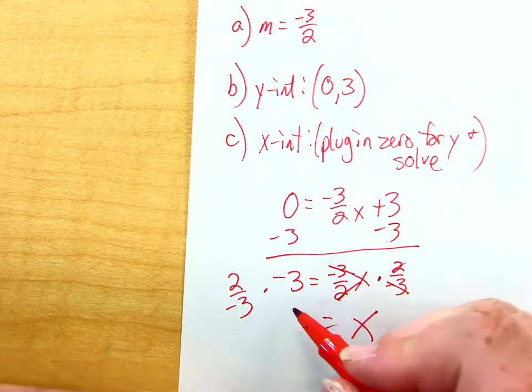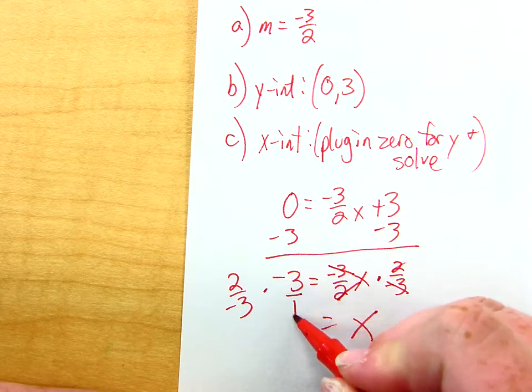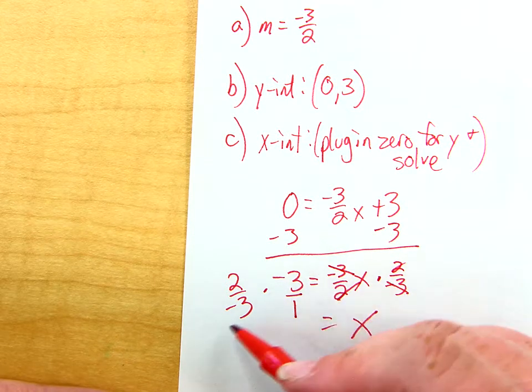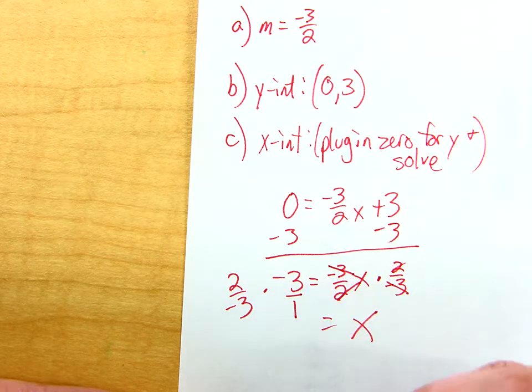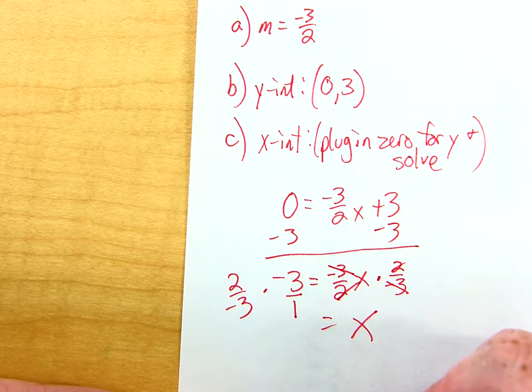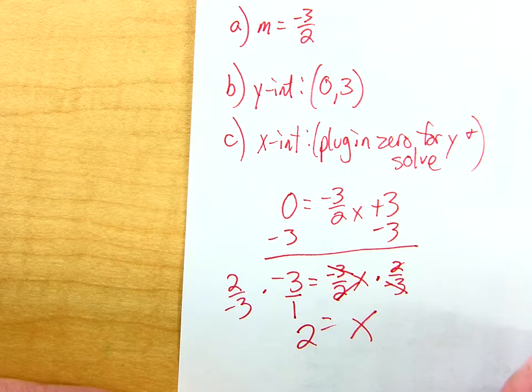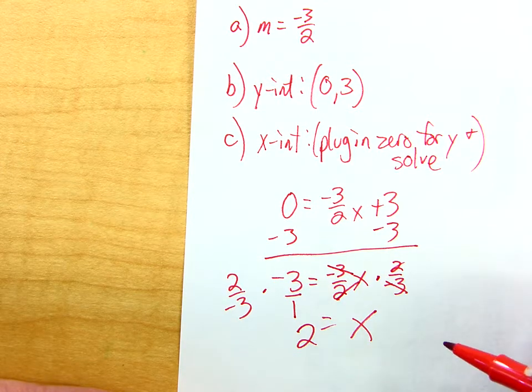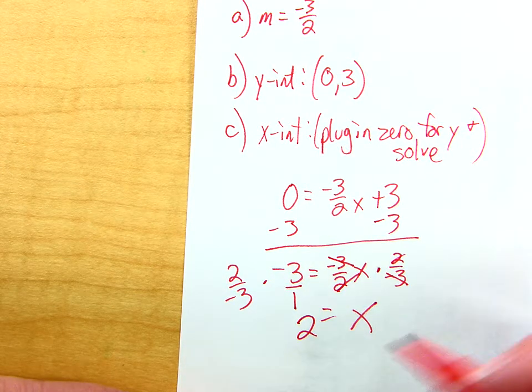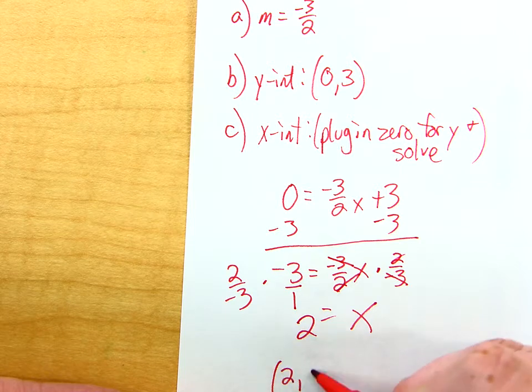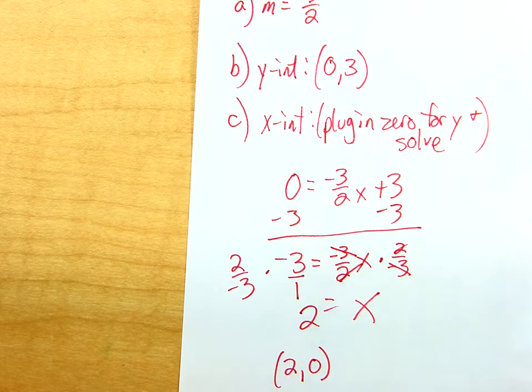On the left, if it helps you to make them both fractions, you can. What do you get when you multiply those two? 2. So the x-intercept, my answer for C, is (2, 0).